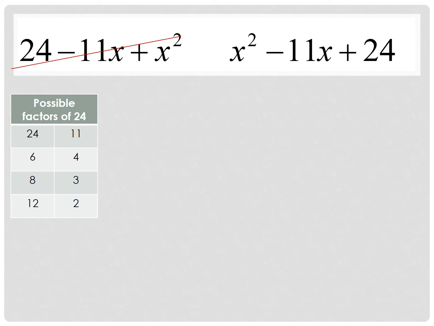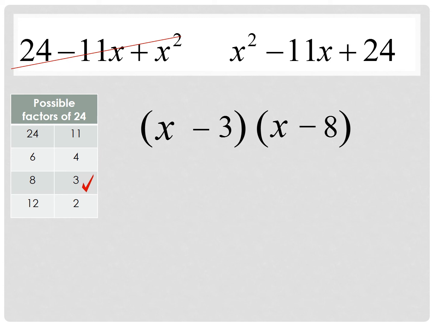That's a lot of factors, especially compared to our last example. However, we're only going to deal with factors that can also add or subtract to make negative 11. The only possible factors of 24 that can add or subtract to make a negative 11 would be 8 and 3. Therefore, I'll set up my binomial factors. I'll split my x's across the parentheses. I'll also split those factors across the parentheses, and I'll identify that negative 8 and negative 3 are the only integers that can combine to make negative 11.